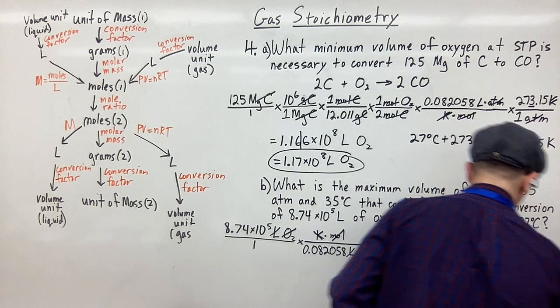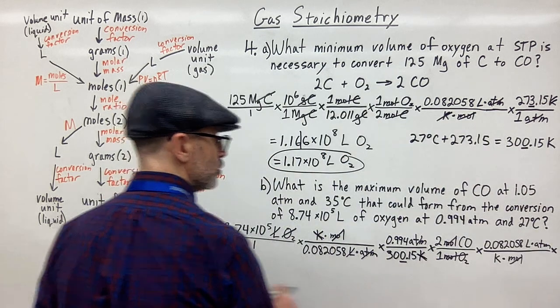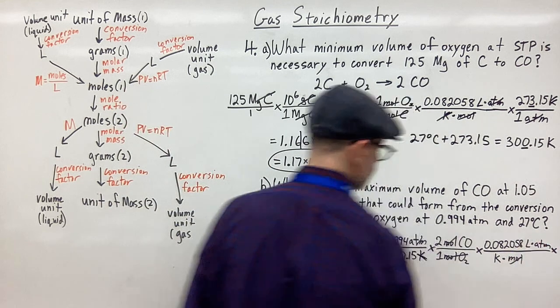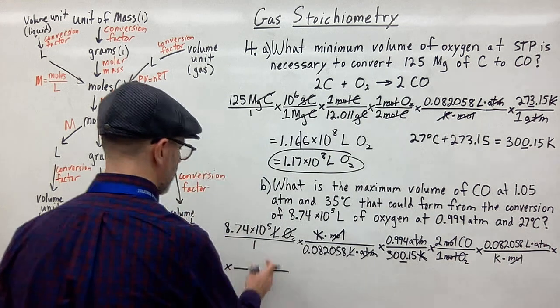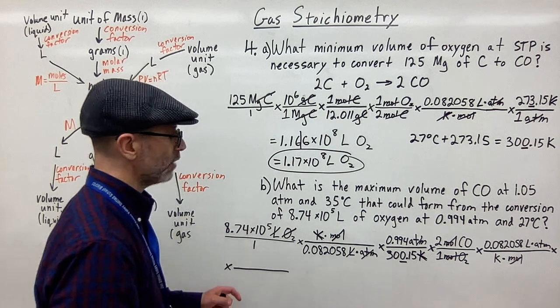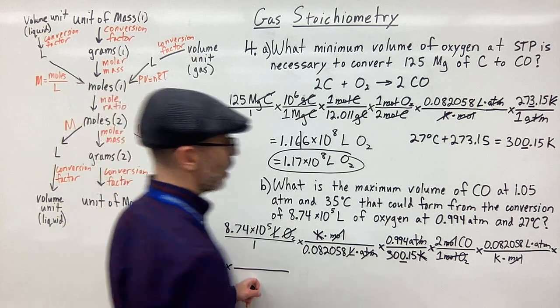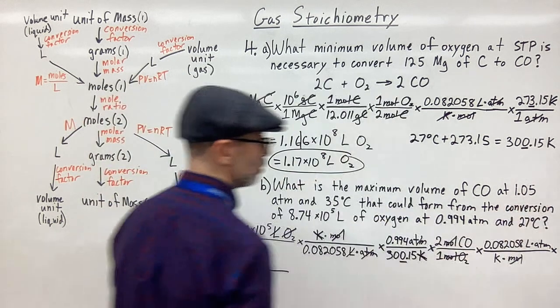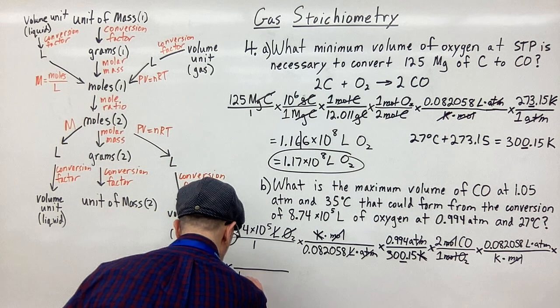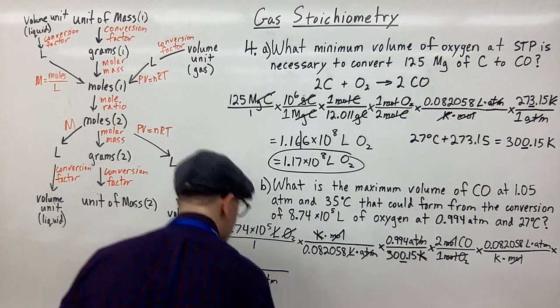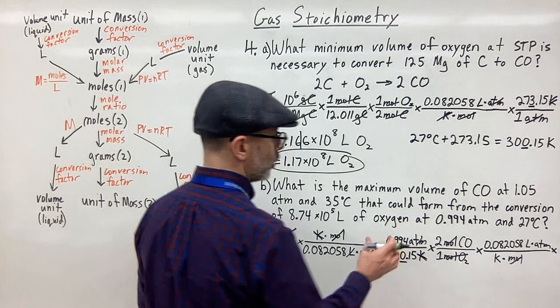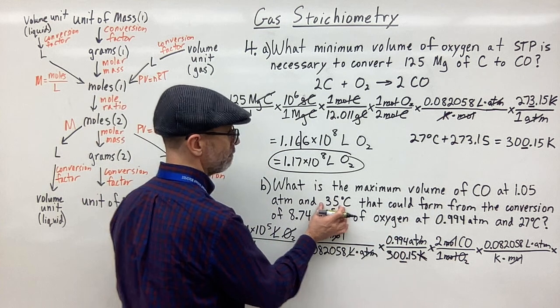So I'm going to continue down here. So I have atmospheres on the top up here. So for my next conversion, I'm going to have atmospheres on the bottom. So how many atmospheres? 1.05 atmospheres. So 1.05 atmospheres on the bottom. And I need to convert the temperature again. So here I have 35.